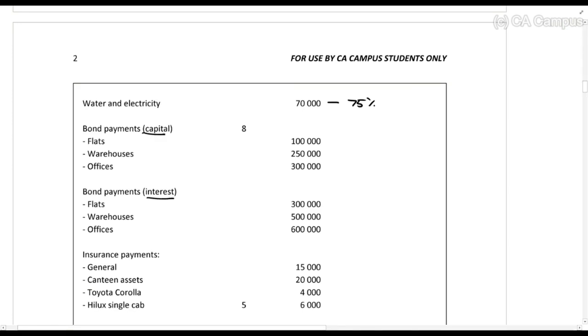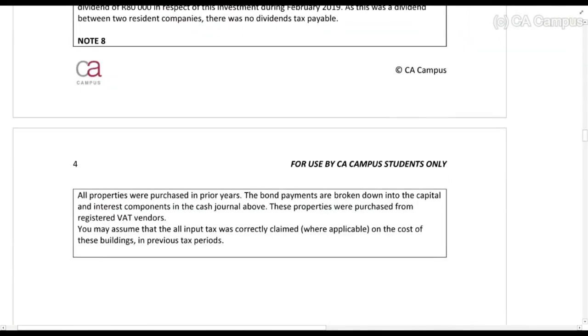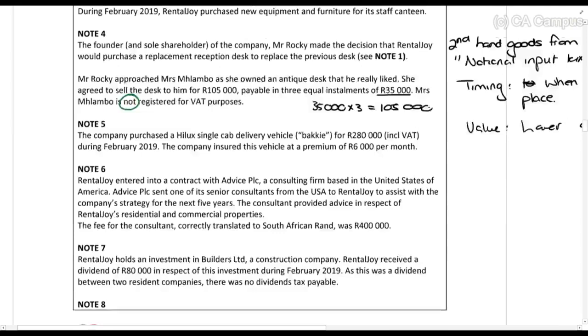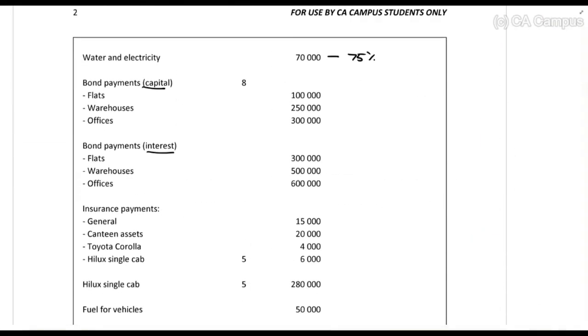Bond payments, capital and interest, right? So let's just go and look at note number 8. All properties were purchased in prior years. The bond payments are broken down into the capital and interest components in the cash journal. These properties were purchased from registered VAT vendors. You may assume that all the input tax was correctly claimed where applicable on the cost of these buildings in previous tax periods. Now, the reason I put it in like that, guys, is I wanted to illustrate to you that it's the interest over here. It's important to remember that that will be an exempt financial service.